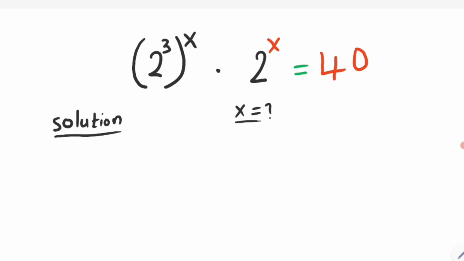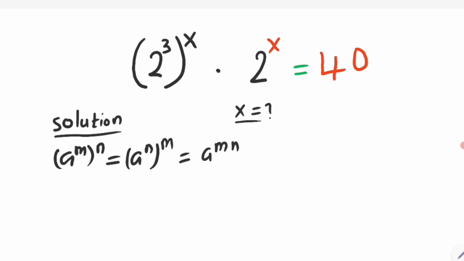Take note of this, that if you have a raised to power m to the power of n is equal to a raised to power n to the power of m, this is equal to a raised to power mn. Also, if you have a raised to power m plus n, this is equal to a raised to power m multiplied by a raised to power n.